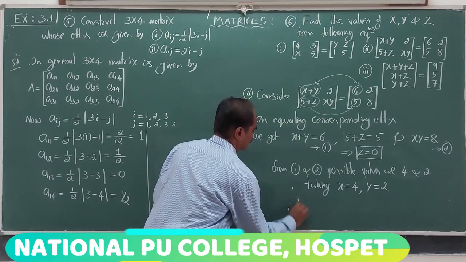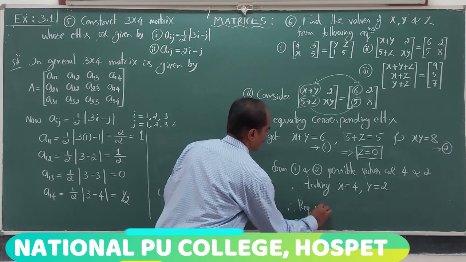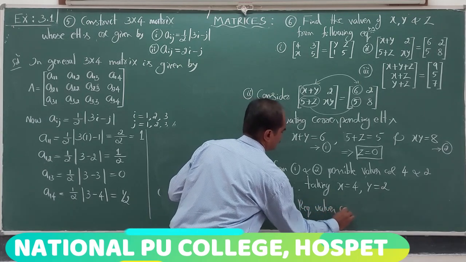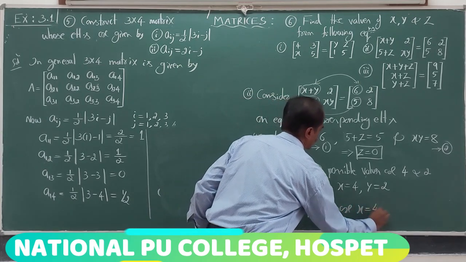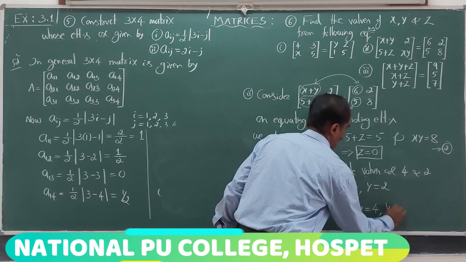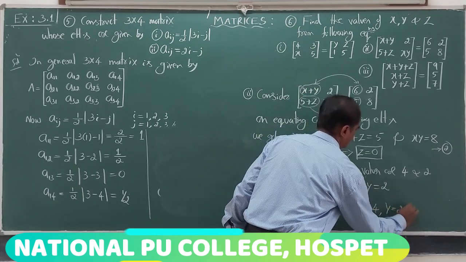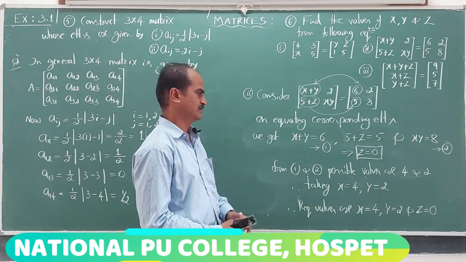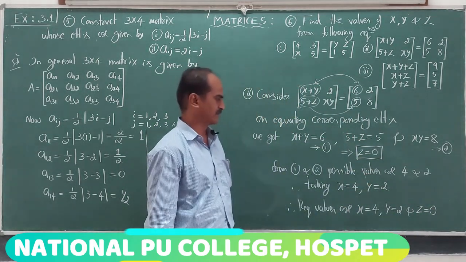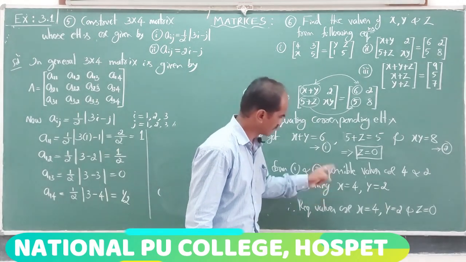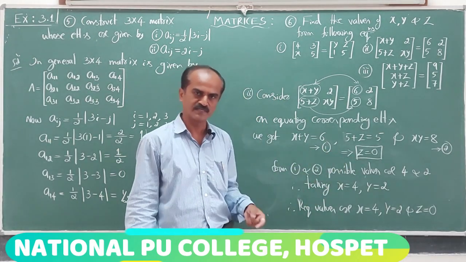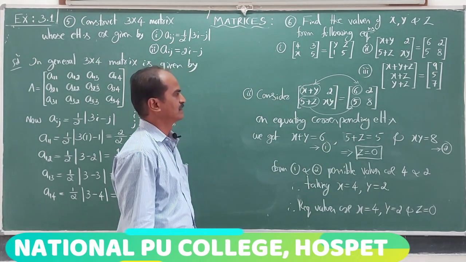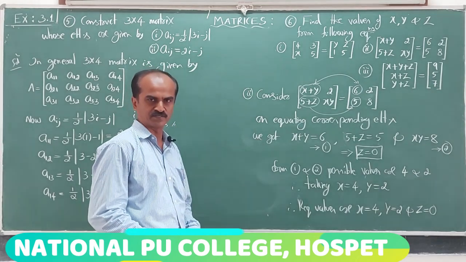Therefore, the required values are x equal to 4, y equal to 2 and z is 0. Otherwise, you can interchange these two values. You can take x as 2, y as 4. That is also correct. Now let me take the third equation.